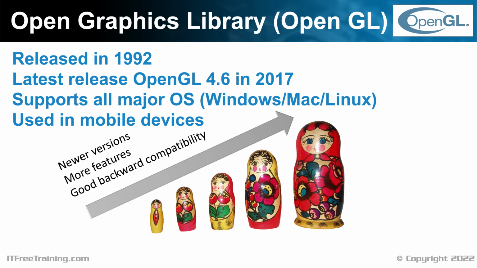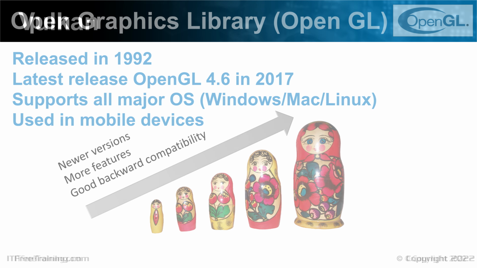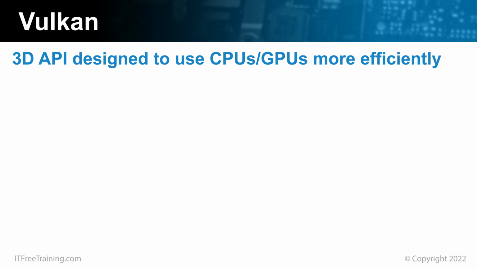Back in 1992, computers and hardware were very different from what they are today. For this reason, OpenGL was designed before multi-core GPUs and CPUs. As time passes, it becomes harder and harder to keep updating an old API designed originally for different hardware, and this is why OpenGL has now been replaced by Vulkan. Vulkan is a 3D API designed to use GPUs and CPUs more efficiently.